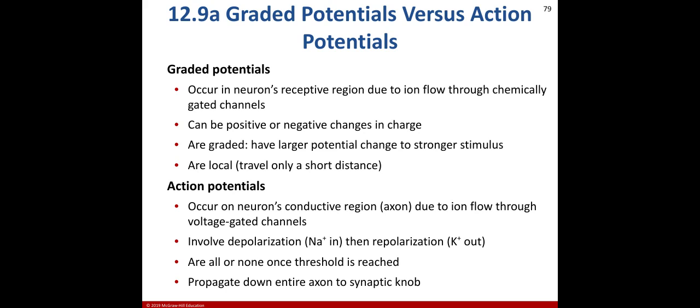We have to look at graded potentials and action potentials side by side here. Graded potentials occur in the receptive region because the ions flow through those chemically gated channels. They can be positive or negative. They have a larger potential change to a stronger stimulus, which means you can still fire if you increase the stimulus. And they are local and travel a short distance.